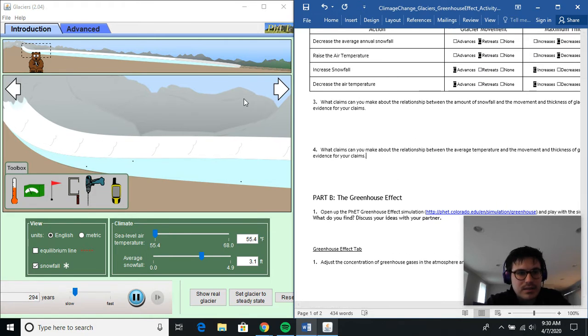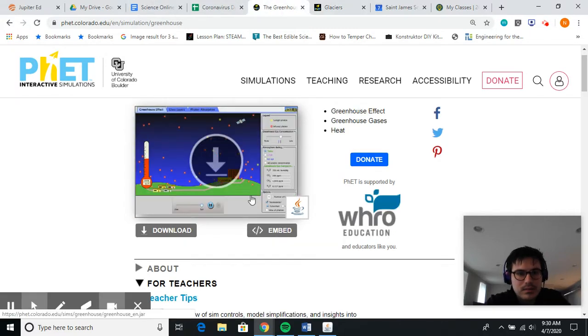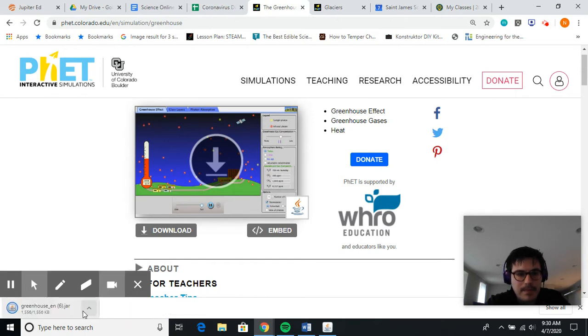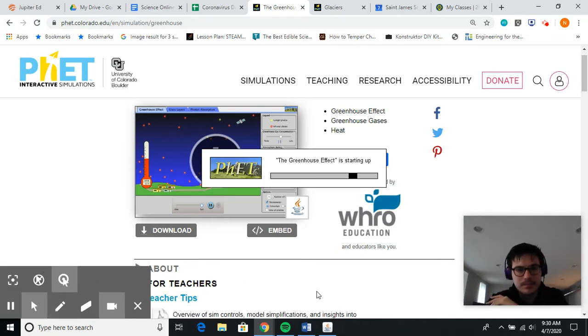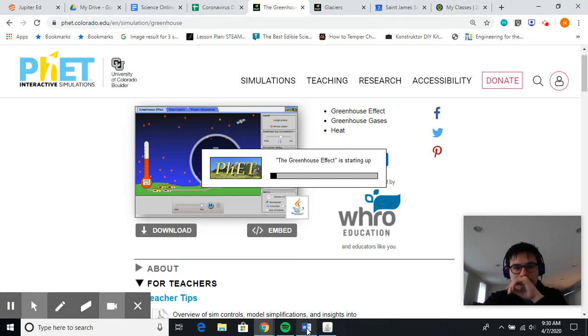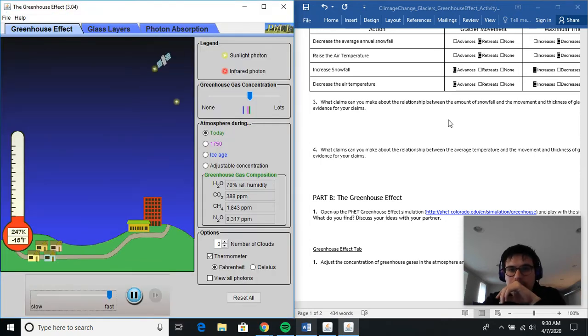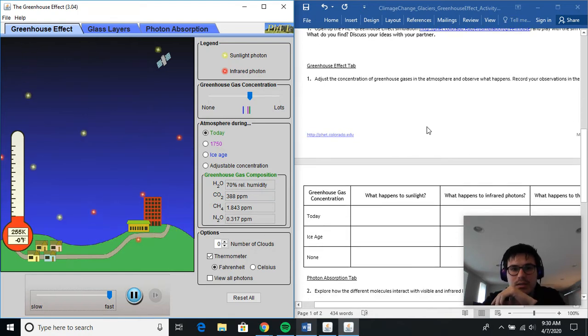All right, so that is the glacier. That's just a real quick one. Next, we are going to go to a different simulation. Greenhouse gases. This one's pretty cool. All right, so what it says here is open up the PhET greenhouse simulation.